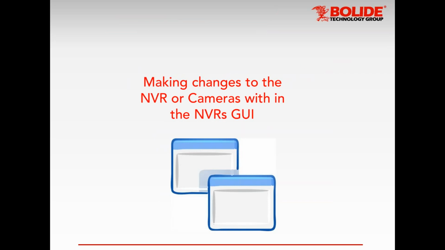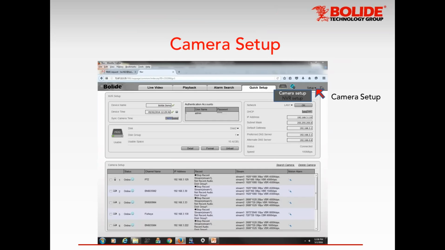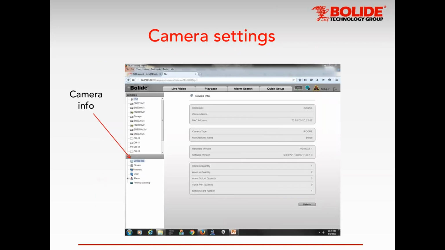Okay, so we've talked about the camera's GUI. We talked a little bit about the NVR GUI, but how do we make changes within the NVR for the camera? It's a little different. So let's take a look at that. Again, inside of our quick setup, we have a setup button. When that button is clicked, you have 2 options: the camera setup and NVR setup. So first we'll focus on the camera setup. Now we talked about doing settings inside the camera from its GUI. Now we're doing changes inside the camera inside the NVR's GUI.